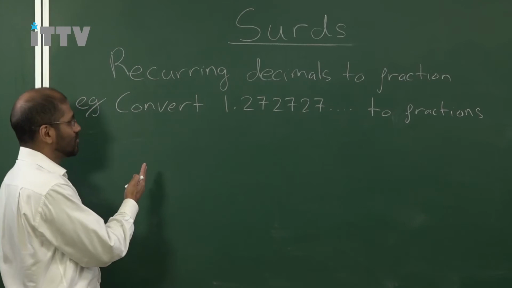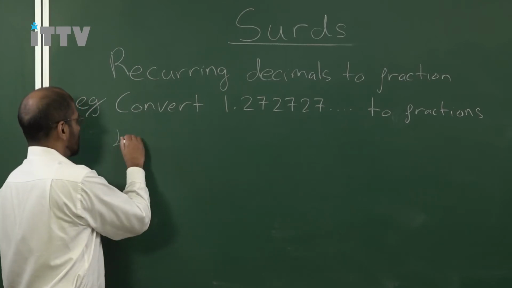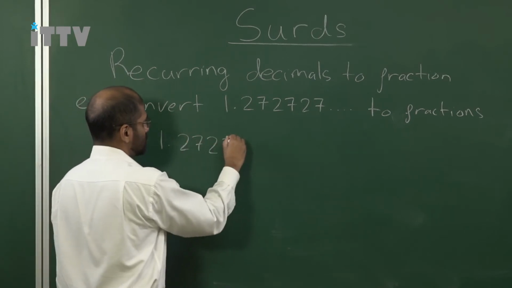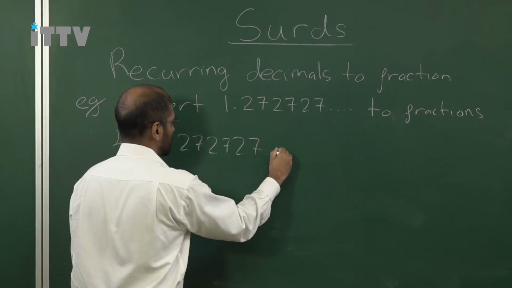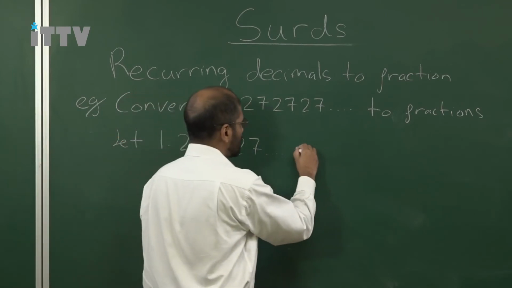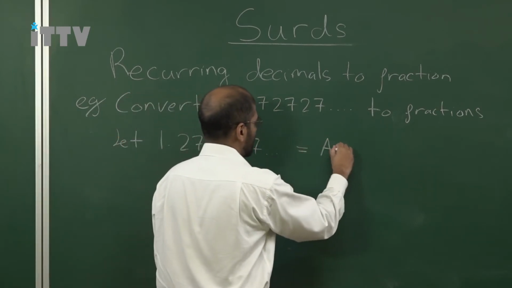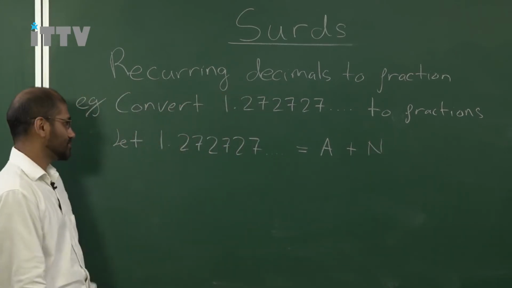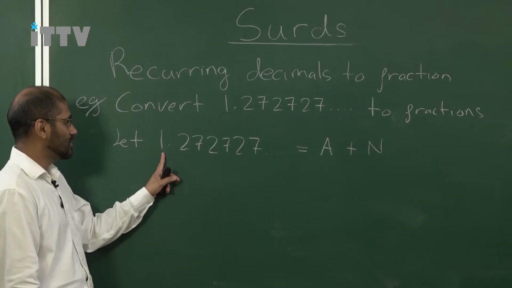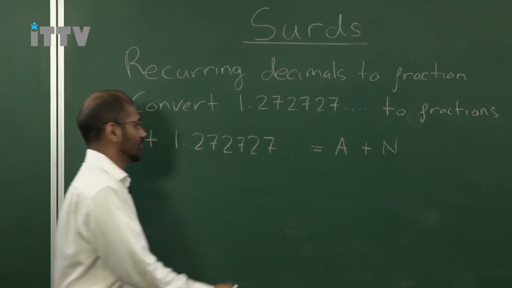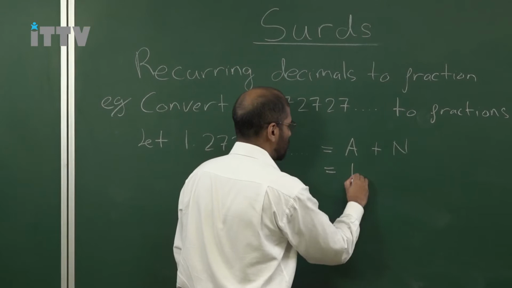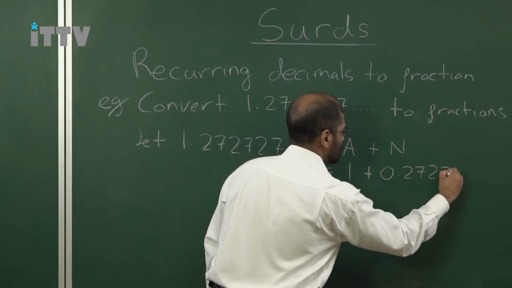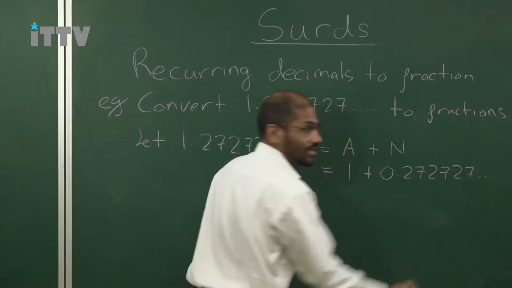So we're going to tackle this question by first letting 1.272727 recurring equal a plus some number n. Now the a would represent the number 1 over here. So this can be rewritten as 1 plus 0.272727 recurring.